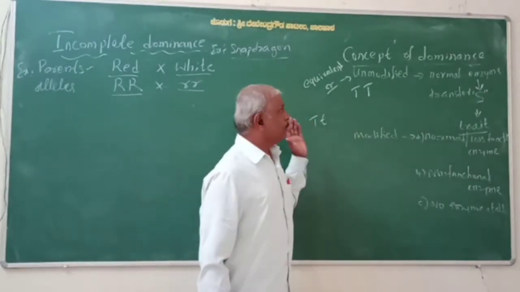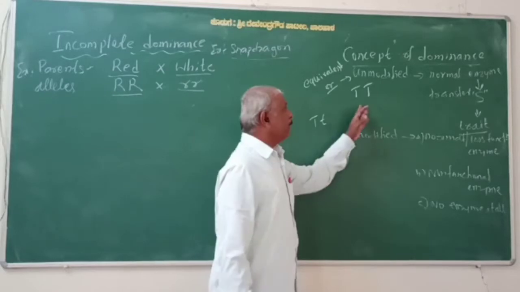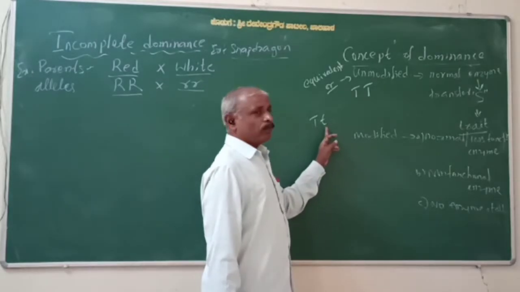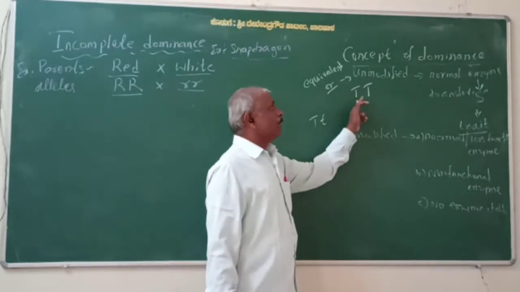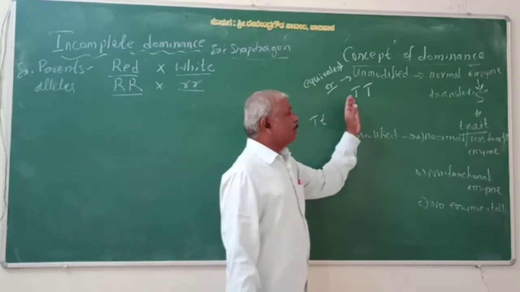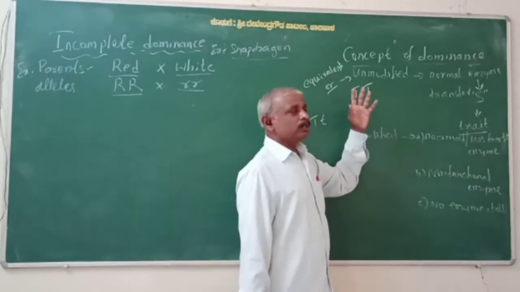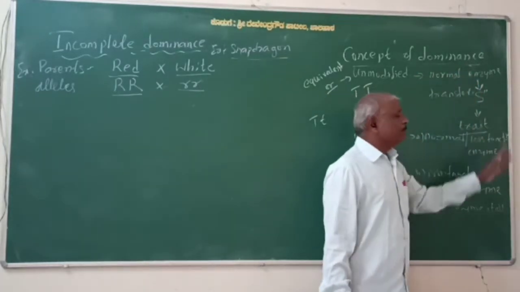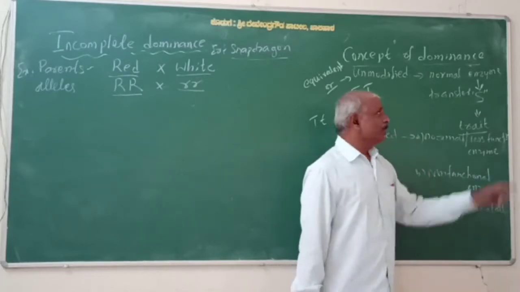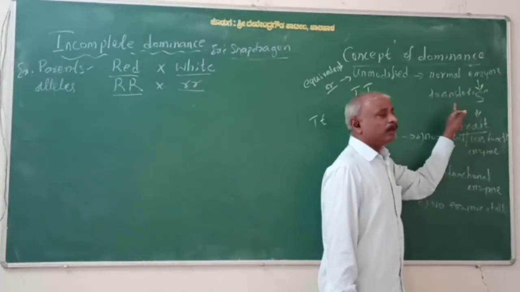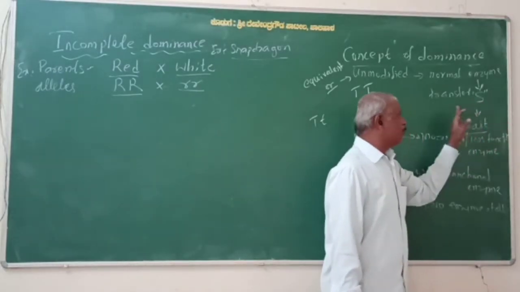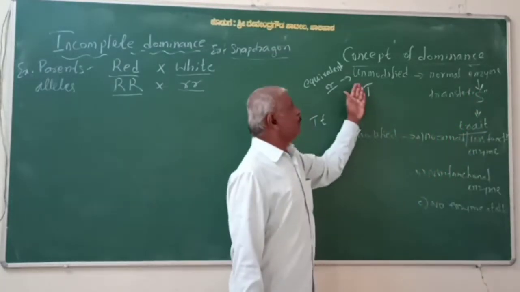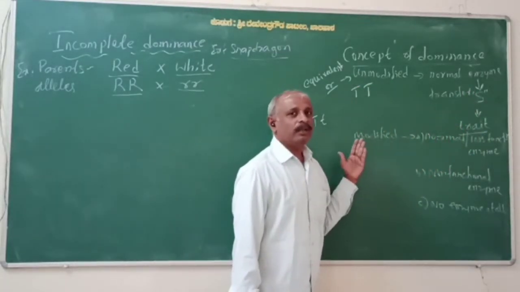The concept of dominance is the one. It's very clear. So we are writing here capital T, you just take it as an example. And here capital T, small t, it is a modified one, and this one is the unmodified allele. These unmodified alleles are responsible for the formation of a normal enzyme, and that enzyme is responsible for the trait. That means that enzyme is helpful for transferring the substrate S, and it is responsible for the expression of the trait. Okay, so this occurs when unmodified alleles are there.